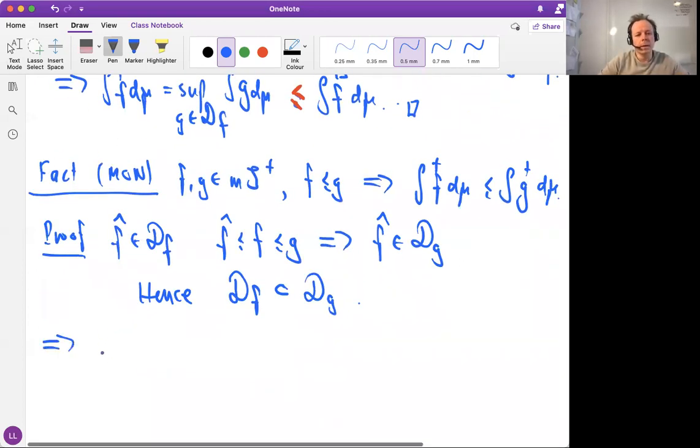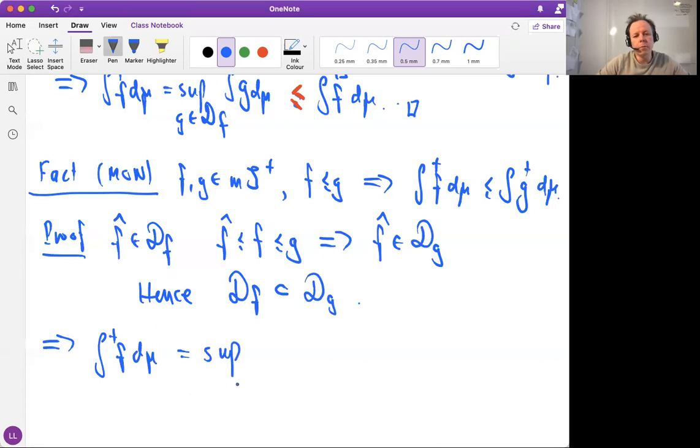And using this observation, if you look at this integral again, remember it was the supremum over D_f. Now we use f hat here, the supremum over f hat. Think about f hat approximating f. So f hat belongs to the simple functions dominated by f. And then we look at, recall, this simple integral here. And now we have a supremum over this set, and this should be the f hat.